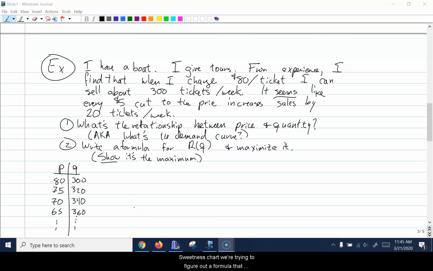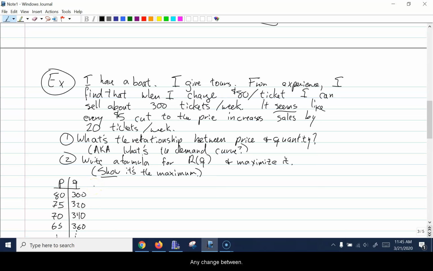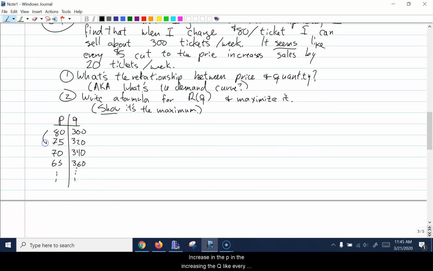So we made this chart, and we're trying to figure out a formula that relates P and Q. Hopefully we've taken enough algebra that we recognize that this is a linear function, that the steady change between the increase in the P and the increase in the Q, like every one of these causes some of these or whatever. And this is linear, and we can write down a linear function, and it's going to be y equals, if we're using point slope, it's y value plus slope times x minus x value, except they're not y and x. We'll make that q, and we'll make that p, and this is a y value.